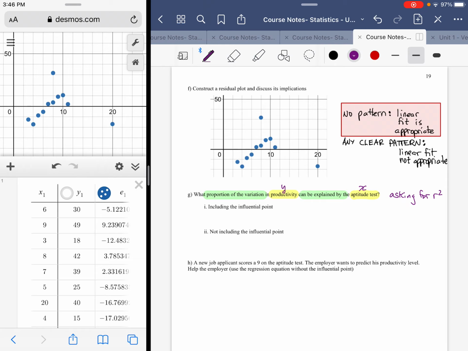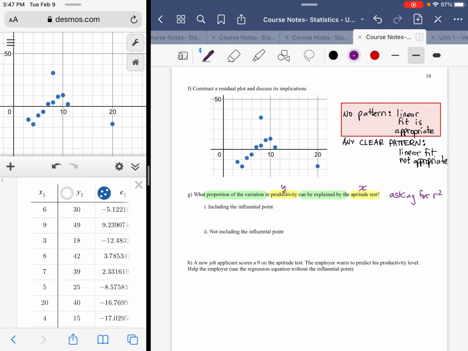So if I say, what is the proportion of variation in the weight of a person that can be explained by the number of cookies they've eaten, from that question on page 15, I'm asking for the r squared value. Proportion of variation in y that can be explained by the aptitude test, asking for the r squared value. It's proportion of variation that can be explained by, y, then x. That is the definition of the r squared, contextually, or at least theoretically, which is the opposite of contextually.